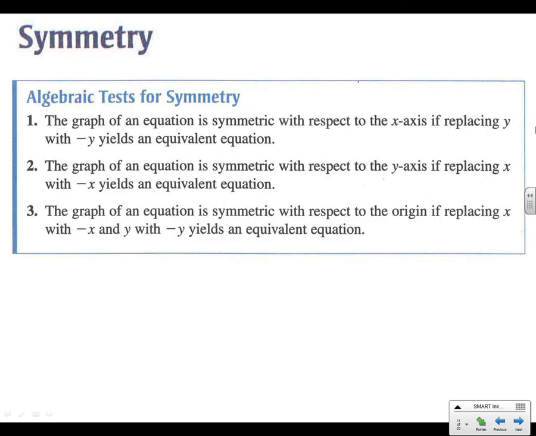So we can test for them geometrically by looking at them, or we can have some algebraic tests. So here we go. We have x-axis symmetry if y or negative y gets us the same thing. We'll do an example here in a second for this to make sense. We get y-axis symmetry if x and negative x is the same, and we have origin symmetry if both of them happen. So let's try this.